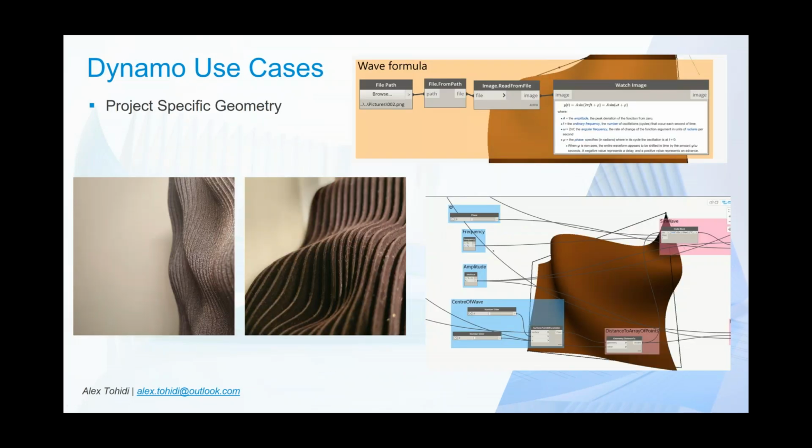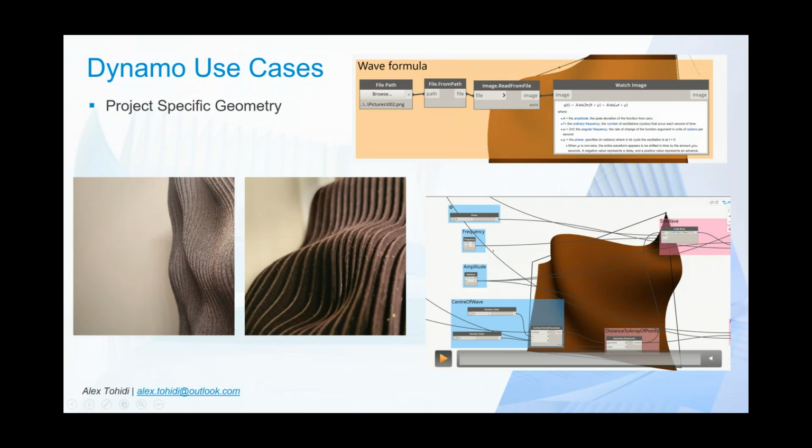Another example, this is a Dynamo use case for project-specific geometry. This is a wave formula. Because we work with logic, you can calculate quite complex mathematical solutions in this. So this is essentially a wave formula, and I generated the design, and I was happy with it, so I 3D printed it, as you can see here.